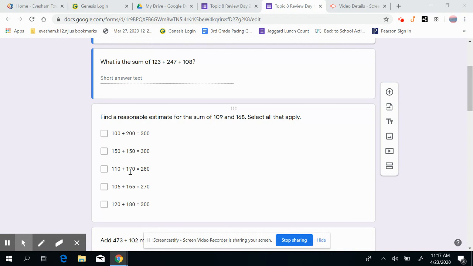Let's look at this one. 110 plus 170. 109. Could I round that to 110? Would that make the equation easier for me to add? Yes, of course. Remember when we do 5s and 10s, those are the numbers that are easy for us to add. 168. Let's see, would that be a reasonable way to round 168 to 170? Yes, right? It's only 2 off. And is 110 plus 170 easier to add than 109 plus 168? Yes. So I would also check off this one.